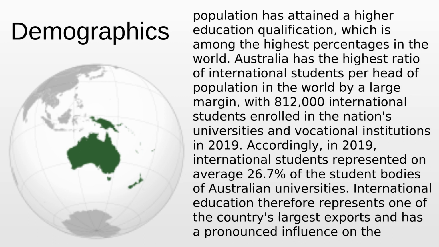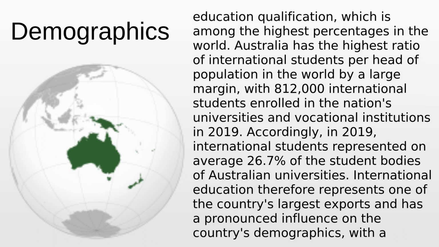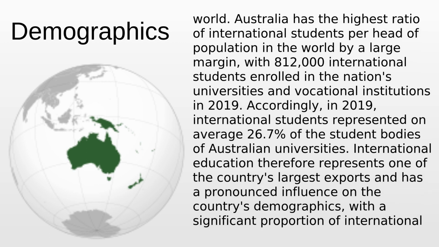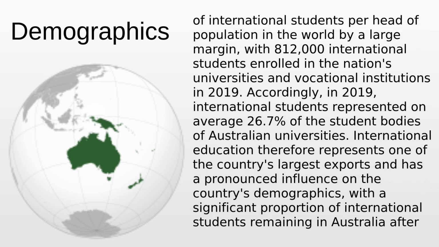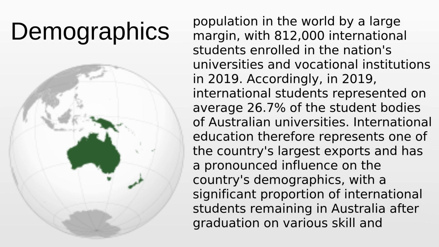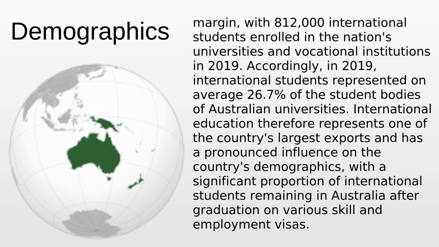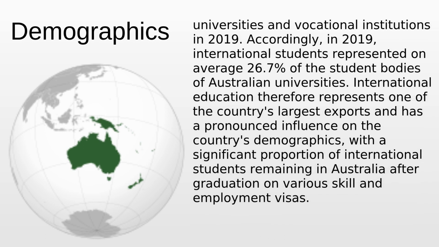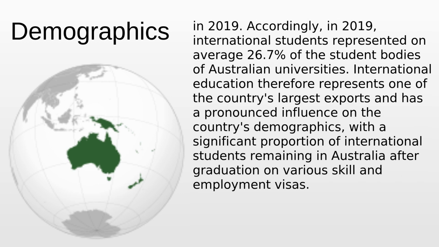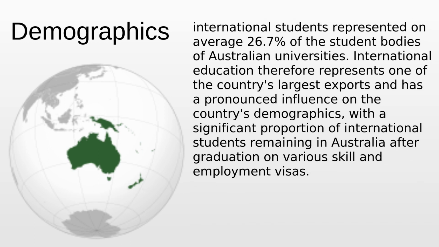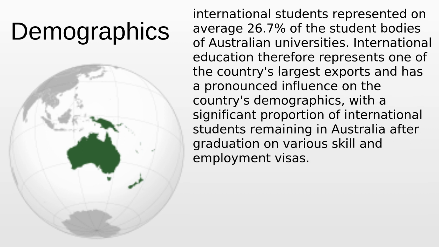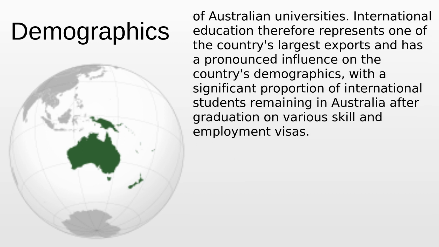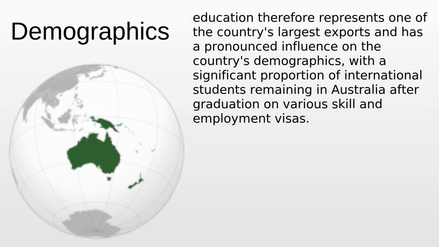30.9% of Australia's population has attained a higher education qualification, which is among the highest percentages in the world. Australia has the highest ratio of international students per head of population in the world by a large margin, with 812,000 international students enrolled in the nation's universities and vocational institutions in 2019. Accordingly, in 2019, international students represented on average 26.7% of the student bodies of Australian universities.